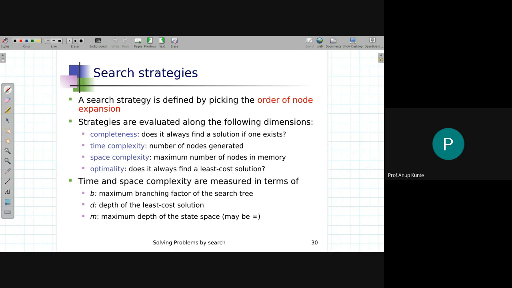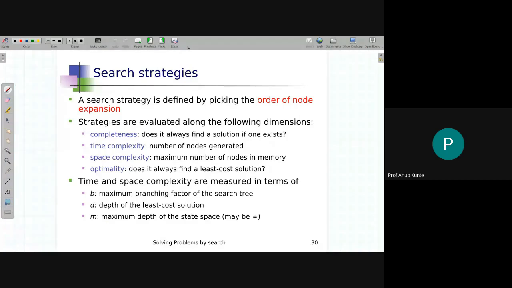Now, time and space complexity: when we are discussing tree search, we are using tree search for searching for the goal node in a state space. In such a scenario, when we want to define space and time complexity, there are certain notations which are naturally used in many texts, and those notations involve b small, d small, and m. This b refers to the maximum branching factor of the search tree.